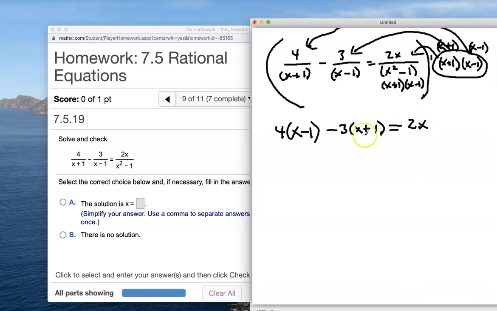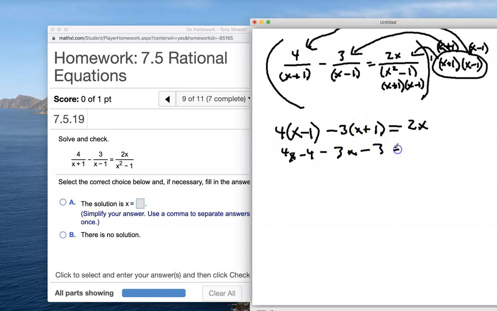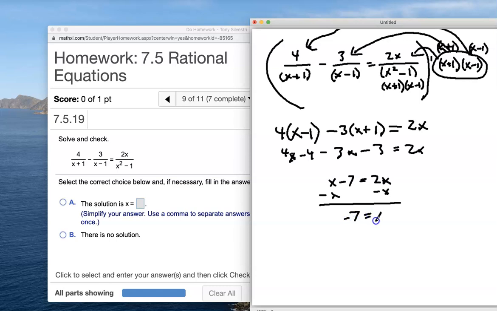The next thing is to get rid of the parentheses. So let's see, 4x minus 4 minus 3x. Remember, minus 3 times 1 is minus 3 equals 2x. And we might as well clean up our x's and our numbers. So we have 4x minus 3x is x. Minus 4 minus 3 is minus 7 equals 2x. Let's subtract x from both sides. I'm going to get a minus 7 equals x. Hey, that's good. That's done.